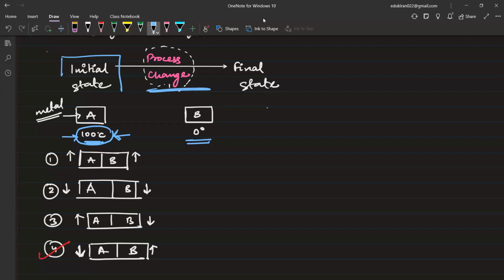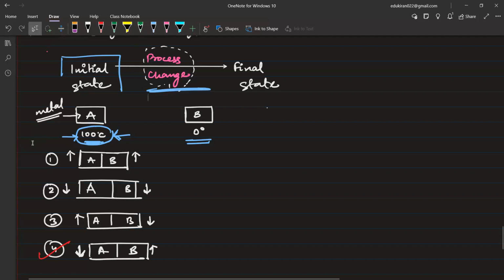All of you understood? Yes or no? Please tell me, what are we doing? We are using temperature as a variable to define what? To define the state. Initial state 100, final: A will decrease, B will increase. The temperature of A will decrease and the temperature of B will increase. So we are defining the states on the basis of temperature.